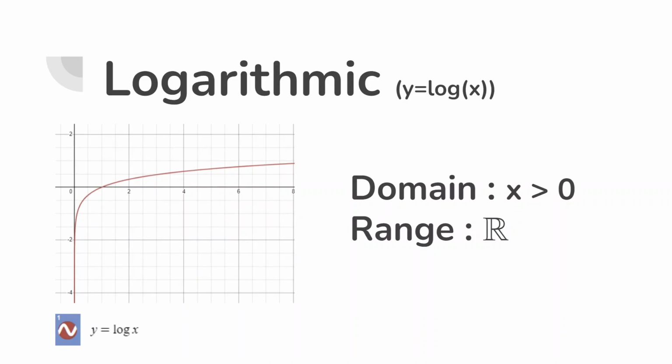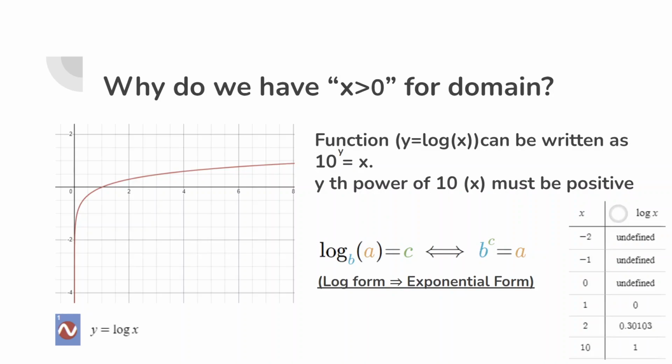The last one is the logarithmic function. Its parent function is y equals log x. Its domain is x is greater than 0, and its range is all real numbers. Why do we have x greater than 0 for domain? Remember that the log form, log base b of a equals c, can be written in exponential form like this: b to the power of c is a.